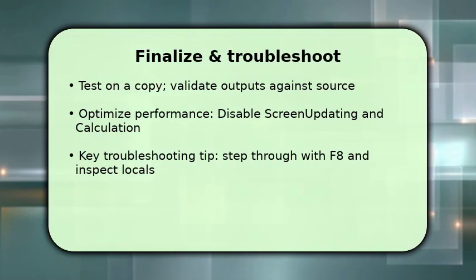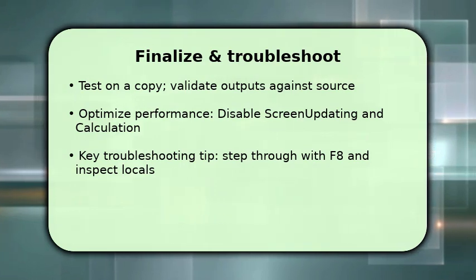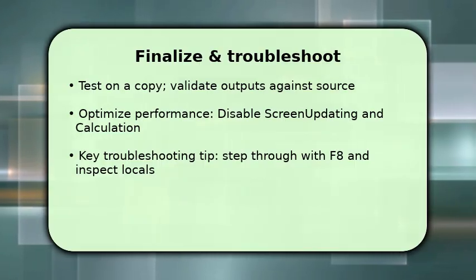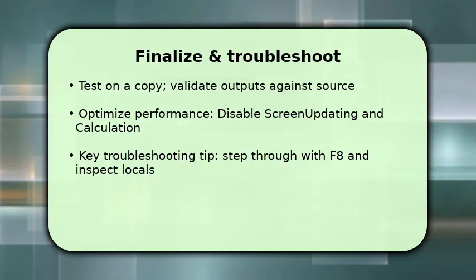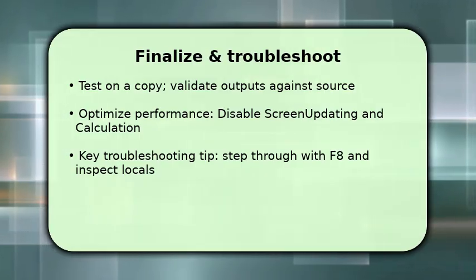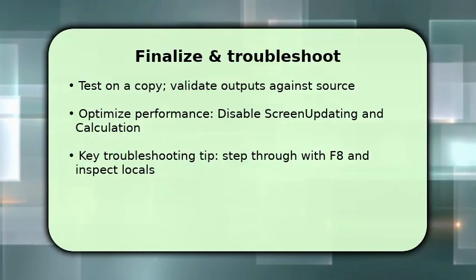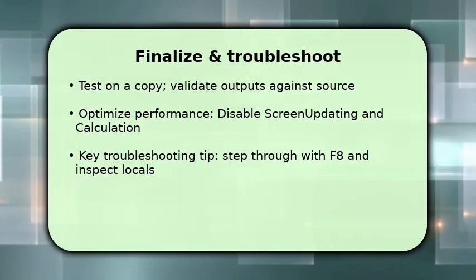Finish by testing on a copy and validating results against your source data. Optimize performance by disabling Application.ScreenUpdating and setting calculation to manual during heavy operations, then restore them. Once stable, add a user button or assign the macro to a ribbon control for easy access.